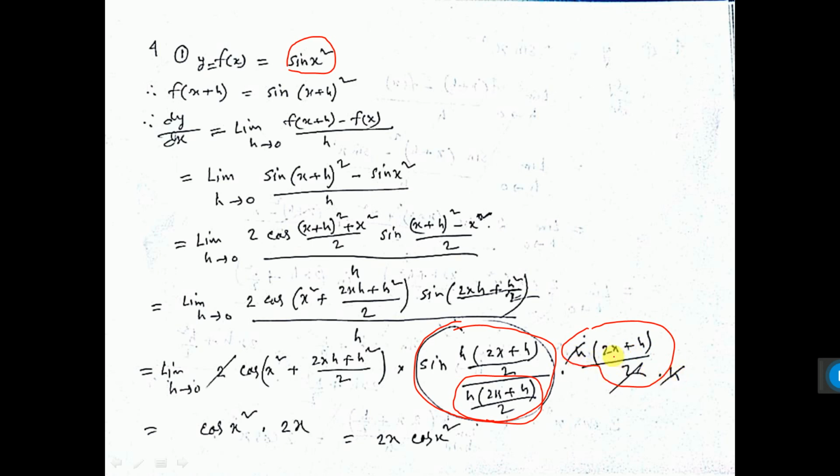If you put limit h tends to 0, here in place of h you put 0, then only 2x is left. See, there 2x only is left. And here cos x square. The other thing, if you put h tends to 0 here, then this total thing will be 0. So here only cos x square is left. Here it will be 1, and here what is left? 2x. So that 2x I have written here. So this is the answer, 2x into cos x square.